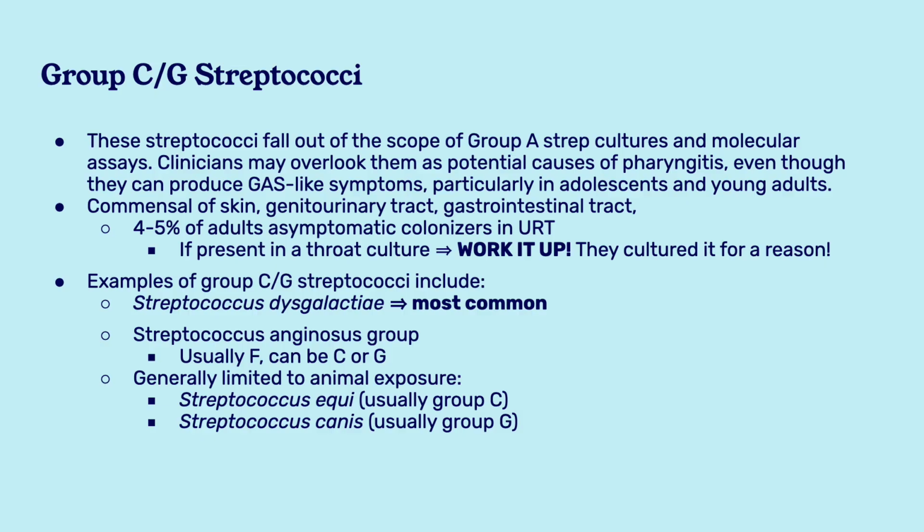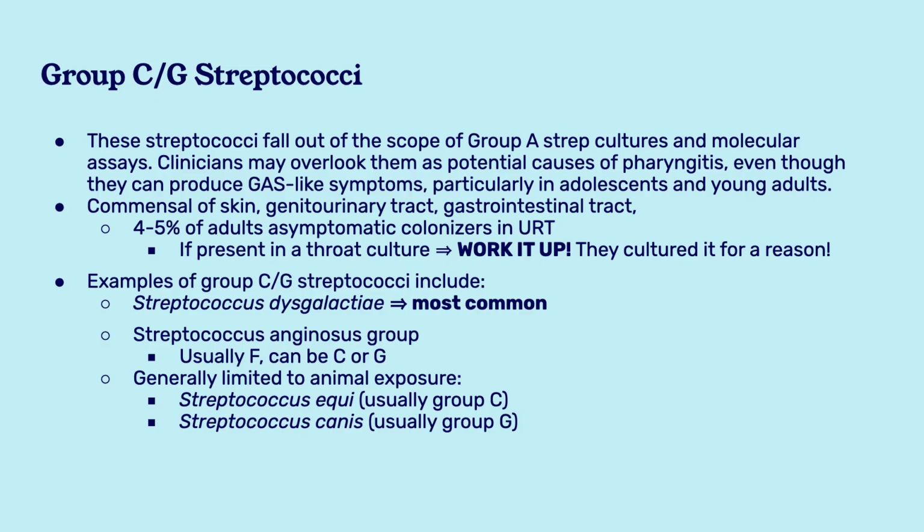So now let's talk about group C and G strep. These streptococci fall outside the scope of a group A strep culture screen and molecular assays for group A strep. Clinicians may overlook them as potential causes of pharyngitis, even though they can produce group A strep-like symptoms, particularly in adolescents and young adults.